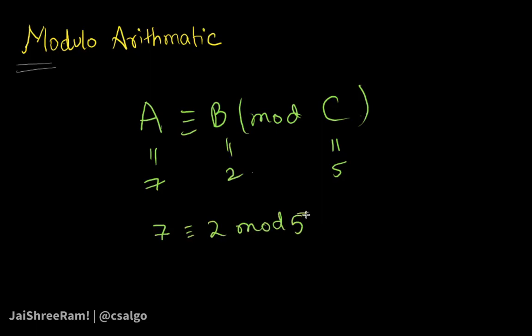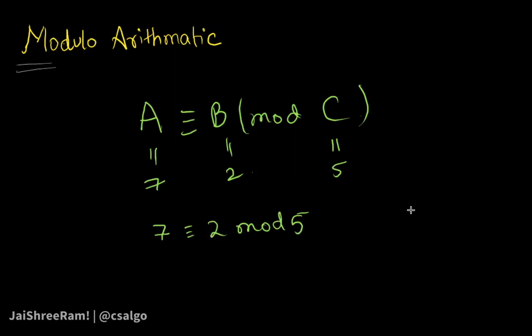What is this actually saying? This says that 7 is almost equal to 2 in the modulo domain of 5. When you're taking 7 and 2 both in the modulo domain 5, they are both the same. Now what does that mean? What is this modulo domain that we're talking about?